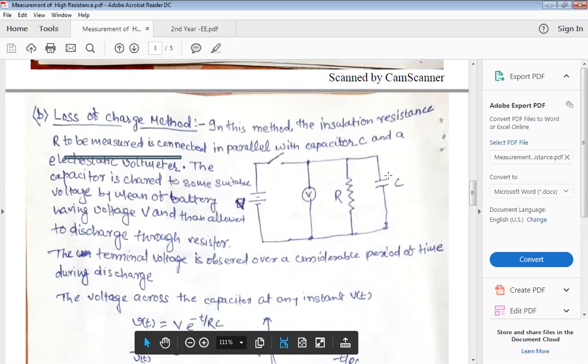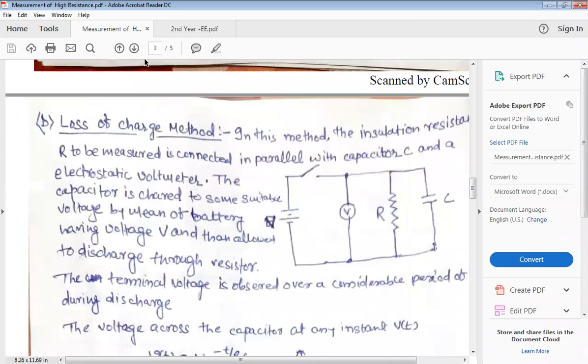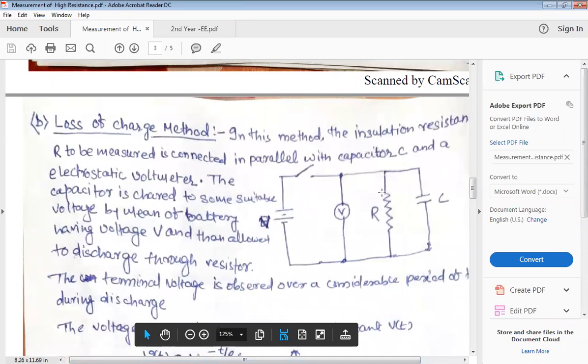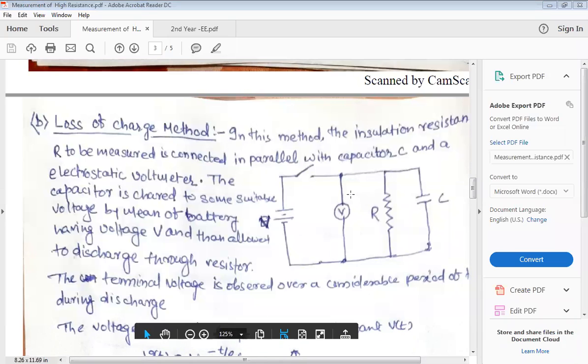So in the loss of charge method, if you want to measure the unknown resistance R, we connect a parallel capacitor with it, and first we have to charge this RC circuit using one voltage source. So tell me, which type of circuit is this?